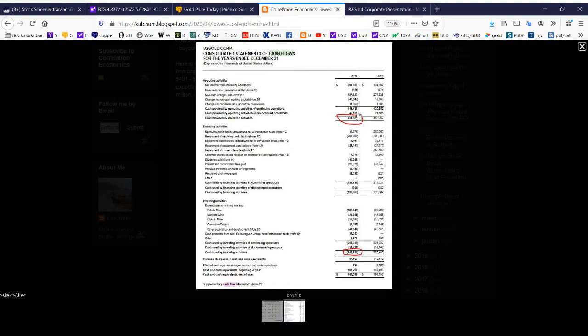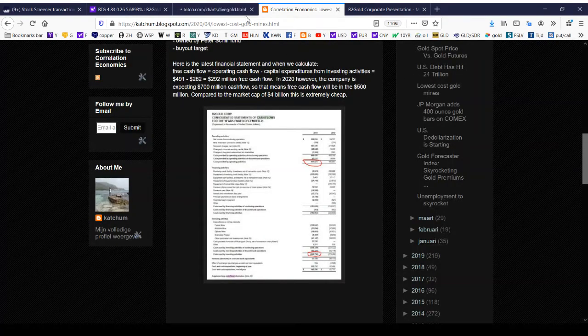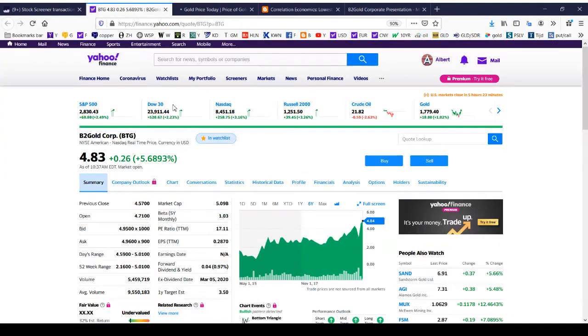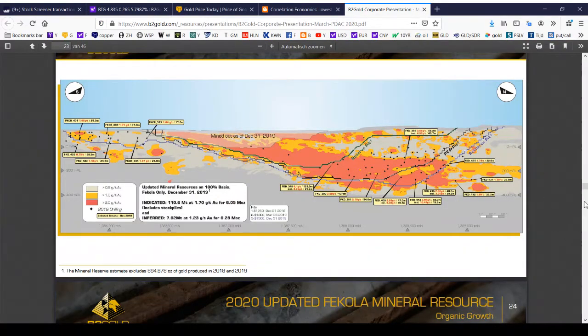But this number here is going to go much higher. It's still at 500, but this is probably now at 1 billion. And that means that the free cash flow is around 600, 700 million now. So that's very cheap if you compare that with a market cap of 5 billion. Okay, so let's go over the presentation.